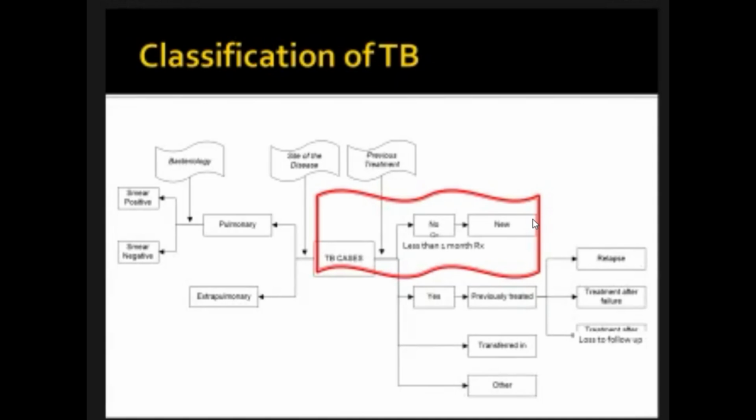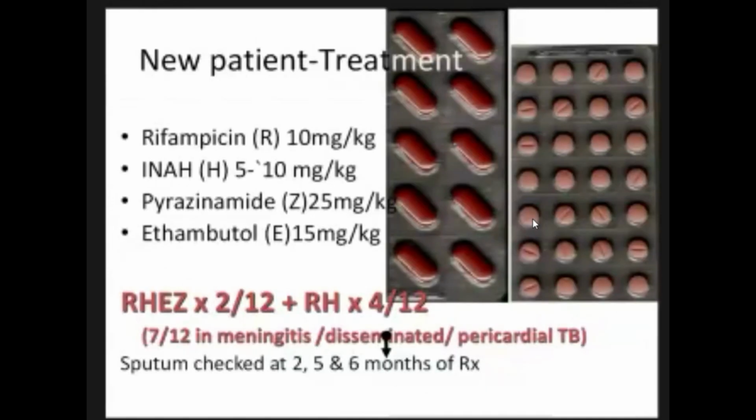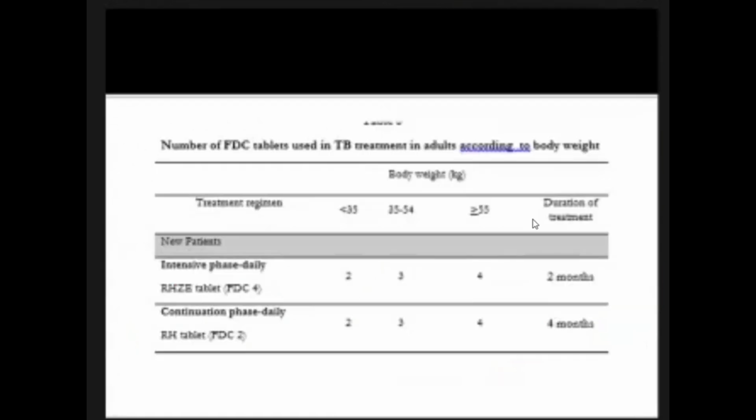So how do you treat these patients? New patient treatment, we start with the classical 4 drugs, the rifampicin, isoniazid, pyrazinamide, and ethambutol. We give that for 2 months, followed by a 4-month regime. And we are now fortunate we have the fixed dose combination, so we don't have to give a large amount of drugs. We have the combination therapy.